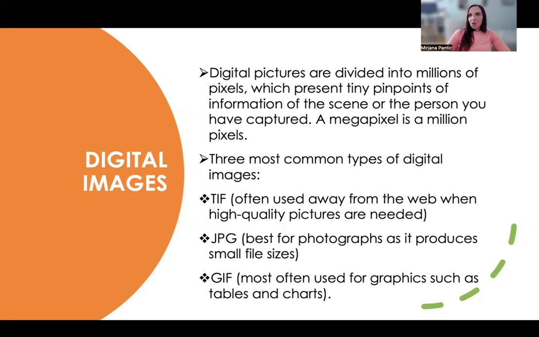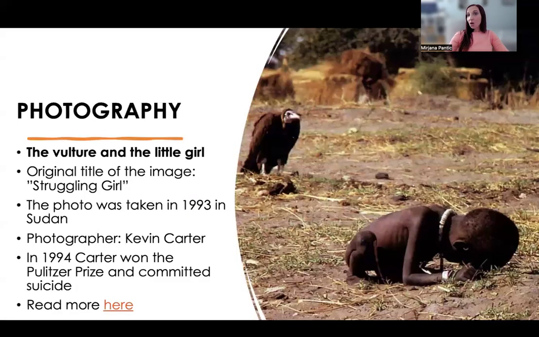When it comes to online news platforms, we are very likely to use JPEG. But three common types of digital images are TIFF, often used away from the web when high quality pictures are needed. They can be used in newspapers. And JPEG is best for photographs because it produces small file sizes. So that's why we're likely to use this for online news media. And then there are GIFs, most often used for graphics such as tables and charts.